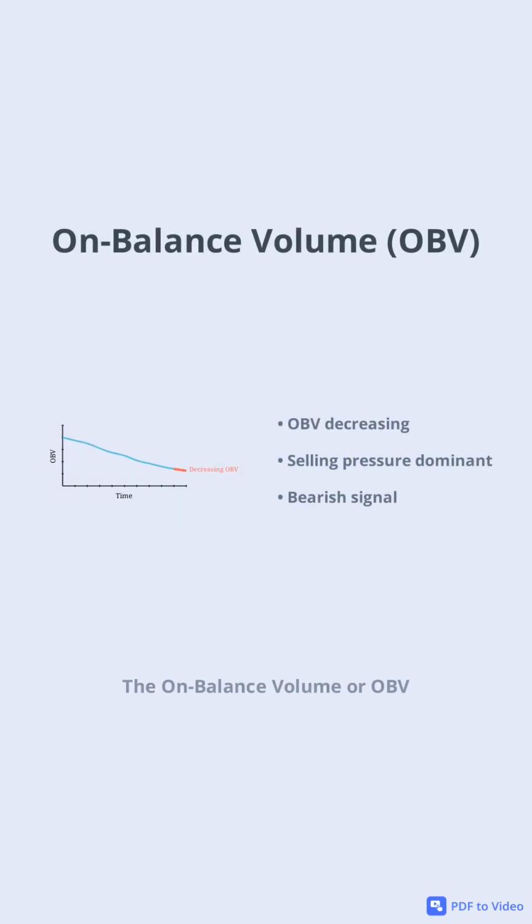The On-Balance Volume, or OBV, is a cumulative indicator that measures buying and selling pressure. For PLUG, the OBV is currently decreasing, which indicates that selling pressure has been dominant. This is another bearish signal as it shows that more shares are being sold than bought over time.